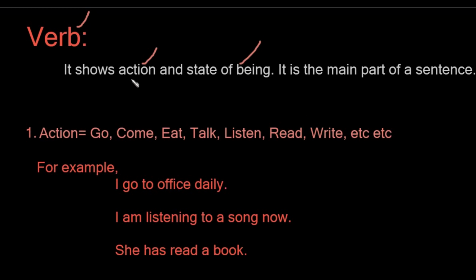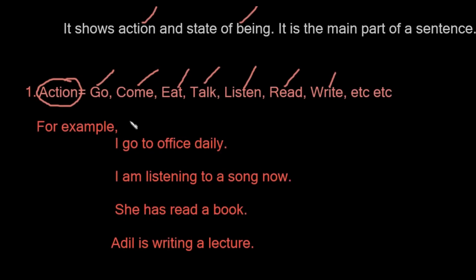Okay, so what are action verbs? Action verbs are those verbs which show action, just like go, come, eat, talk, listen, read, write. These are all action verbs. For example, I have a sentence: I go to office daily. So go here is an action verb.